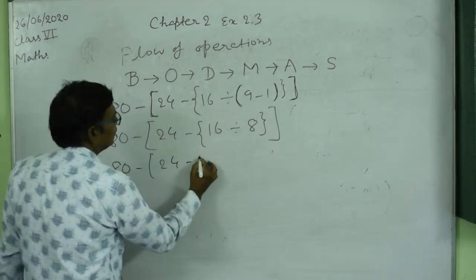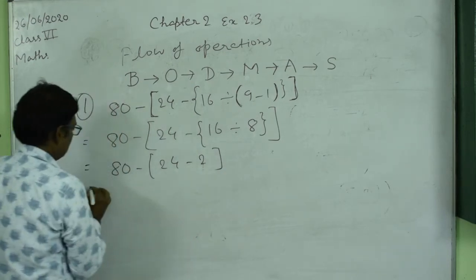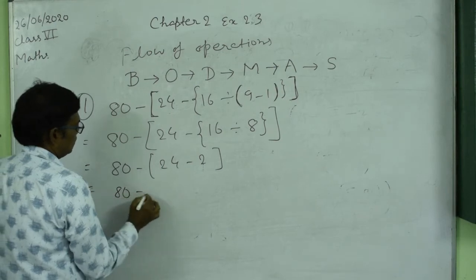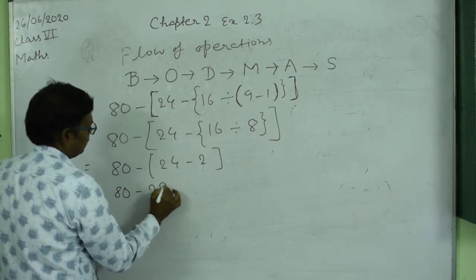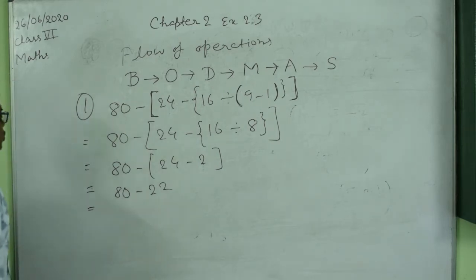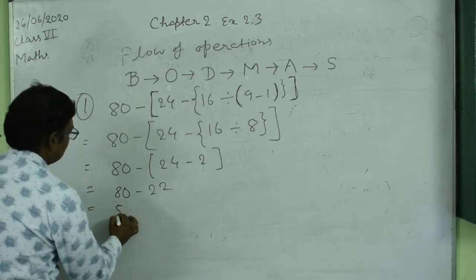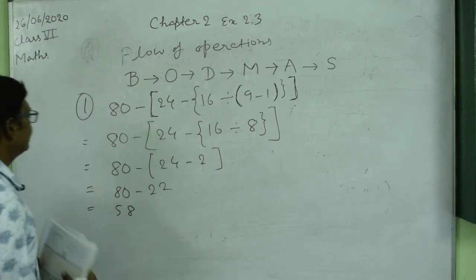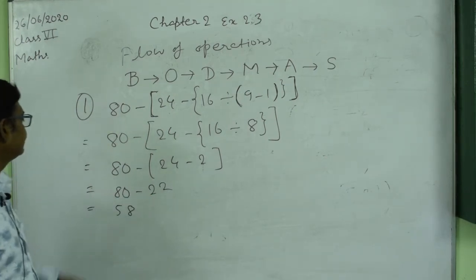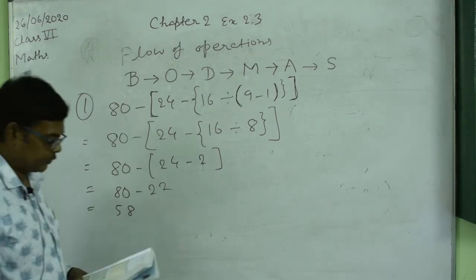So here it will be 2. Now solve this: 24 minus 2 will be 22, and then subtracting these two numbers, it will be 58. So this is the answer.